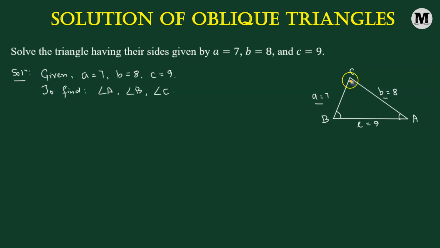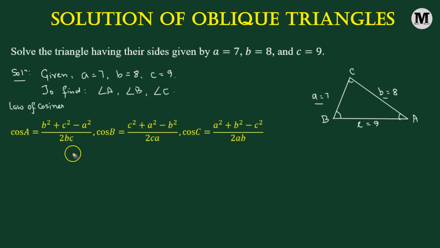Now, in order to find the angle measures of A, B, and C, we're going to take the help of the law of cosines. So let's quickly go through the law of cosines. Here we have cosine of angle A, cosine of angle B, and cosine of angle C defined as a ratio of the sides. Okay, so first we're going to compute cosine of angle A.